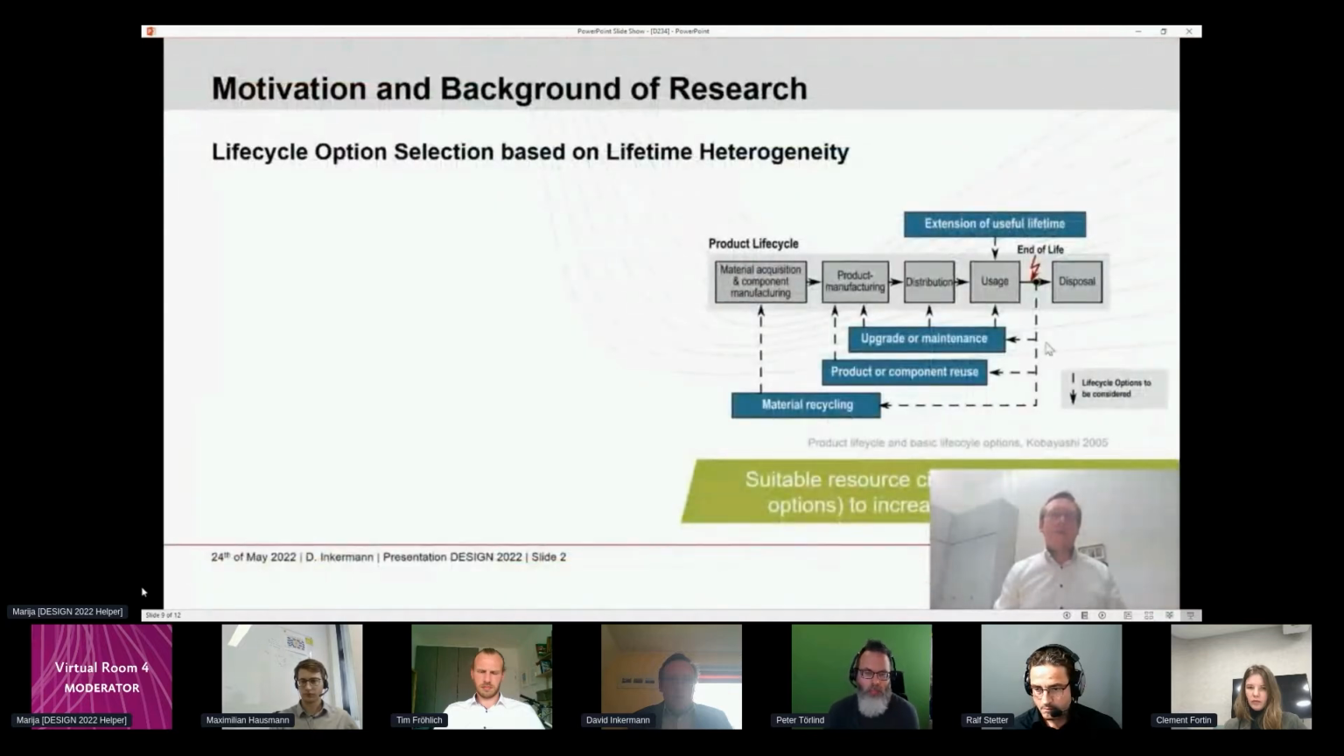The basic motivation of this research is to support the selection of lifecycle options in early design stages focusing on lifetime heterogeneity. Lifecycle option selection, like shown by this figure, is understood as a specific resource circulation path and aims to increase the resource efficiency of the product and single components by upgrading, maintaining, or reusing these components. In order to realize these different lifecycle options, on the one hand, we have to define a suitable product architecture, allowing, for instance, replacement of components, and on the other hand, information about the lifetime to be expected for each single component is needed.